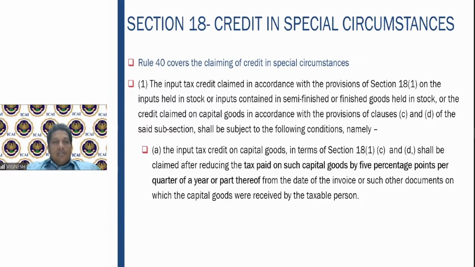So what are the conditions? First one, as I told you, ITC on capital goods with regard to 18.1C and 18.1D shall be claimed after reducing the tax paid on such capital goods by 5 percentage points per quarter. I've already told you this. We worked out an example also. 5 percentage points per quarter from the date of invoice or such other documents on which the capital goods were received by the taxable person.